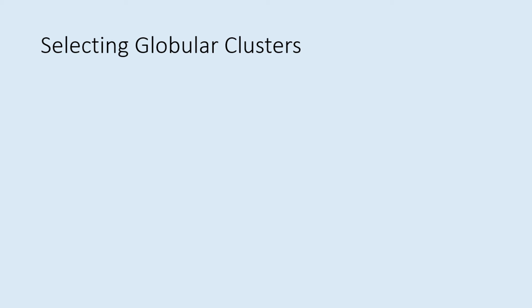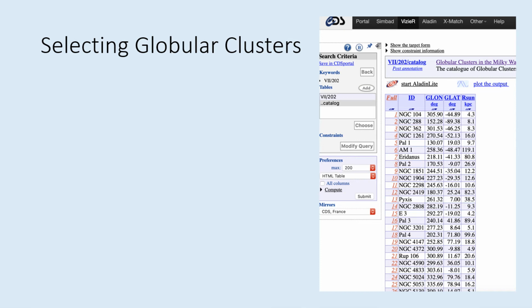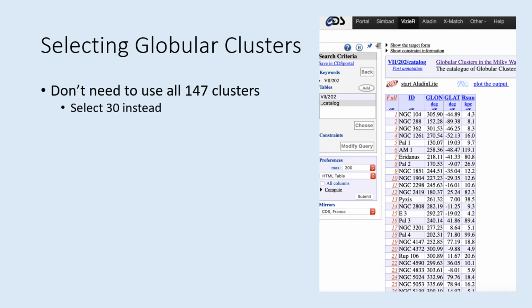Calculating and plotting information for 147 clusters is a fairly boring project. It involves just repeating the same work over and over again. Fortunately, we don't need to use all 147 clusters to have a good idea how these objects are distributed around us. If we take a well-chosen list of 30 instead, it should give us the same information. So we need a way to pick clusters from this list.